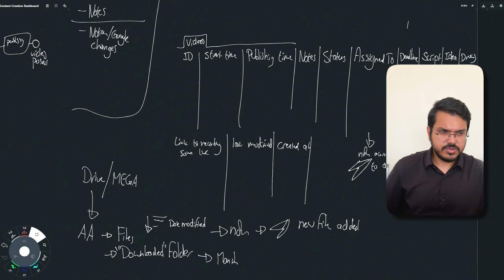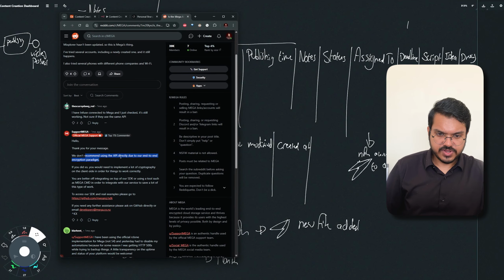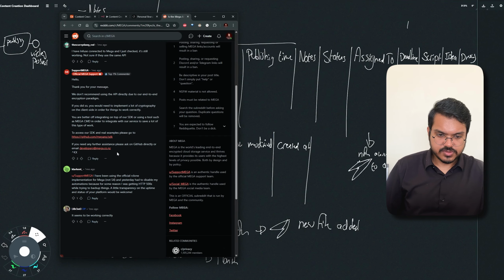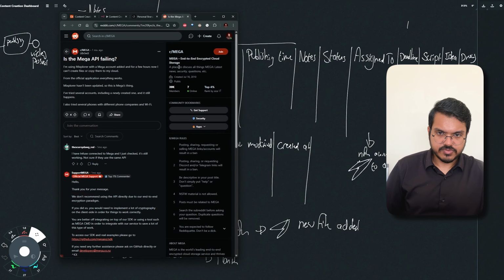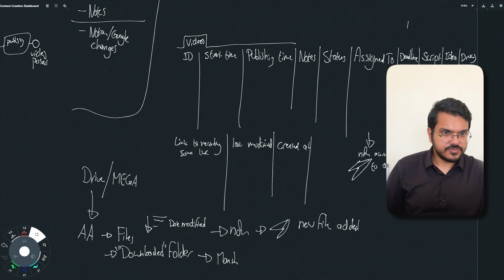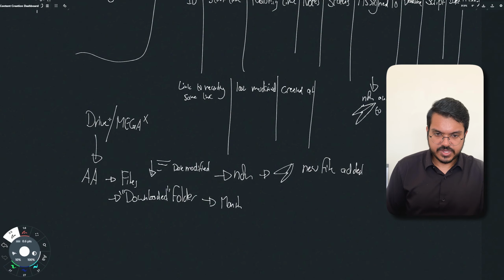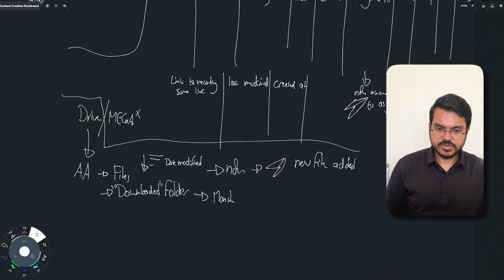Because Mega, I don't think Mega has an API, do they? Mega API. I don't think they have one. So they're literally saying, we don't recommend using the API directly due to our end-to-end encryption paradigm. Okay. So just a lot of headache in general, I would say. So Google Drive would be better to use in future, which is fair enough. Okay. So from Mega there will be no automations, and I think I have it running for another month or so. So then we don't need to use Google Drive for that, but that comes later because it's going to be next month or so.